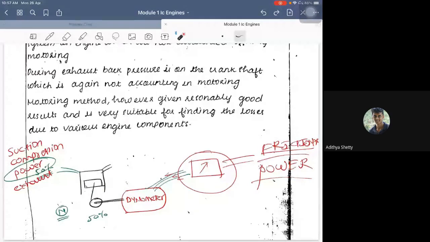The conclusion: the motoring method, however, gives reasonably good results and is very suitable for finding the losses due to various engine components. Compared with the Willans line method, the motoring test will always give you fairly accurate values.